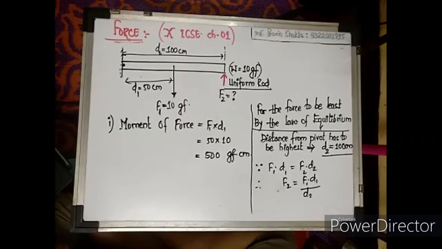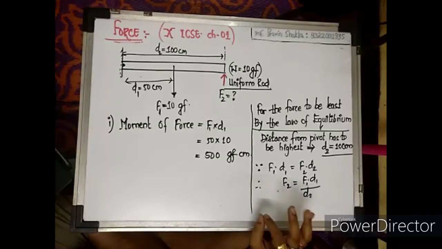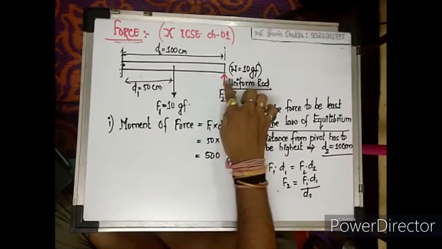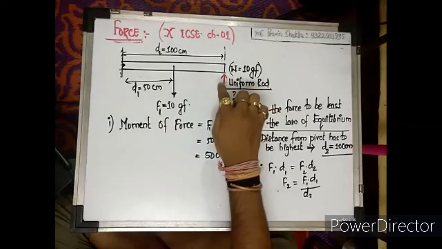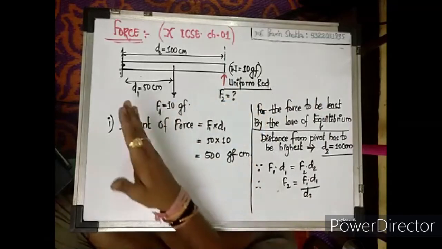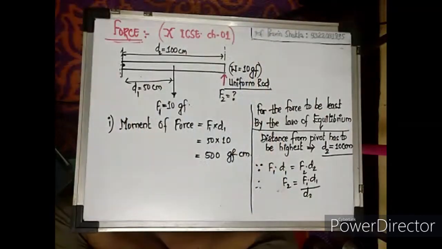At 100 centimeter. You will apply the force of 5 GF at 100 centimeter in the upward direction. Mind it, this is the reason why I put the arrow like this. So right there, you will apply the force of 5 GF at the distance of 100 centimeter in the upward direction. Just do it.